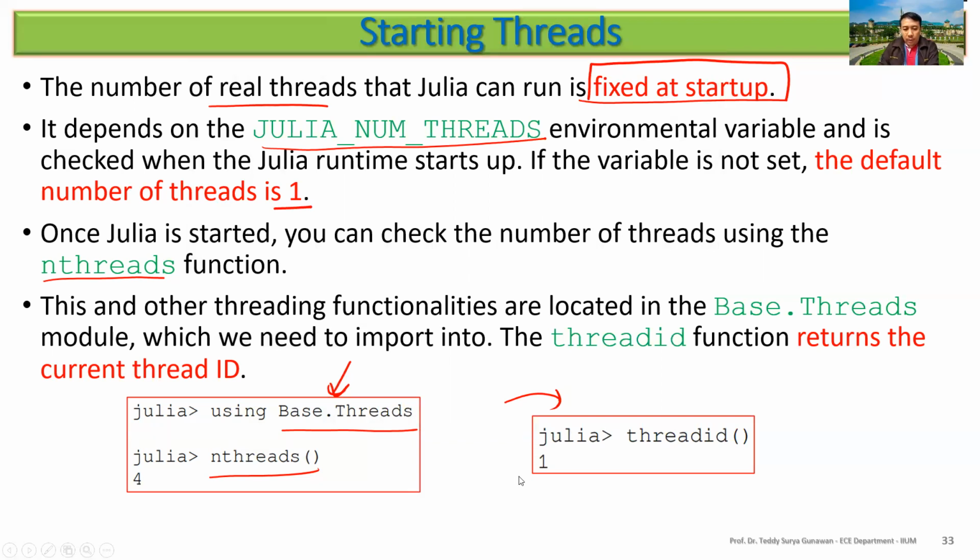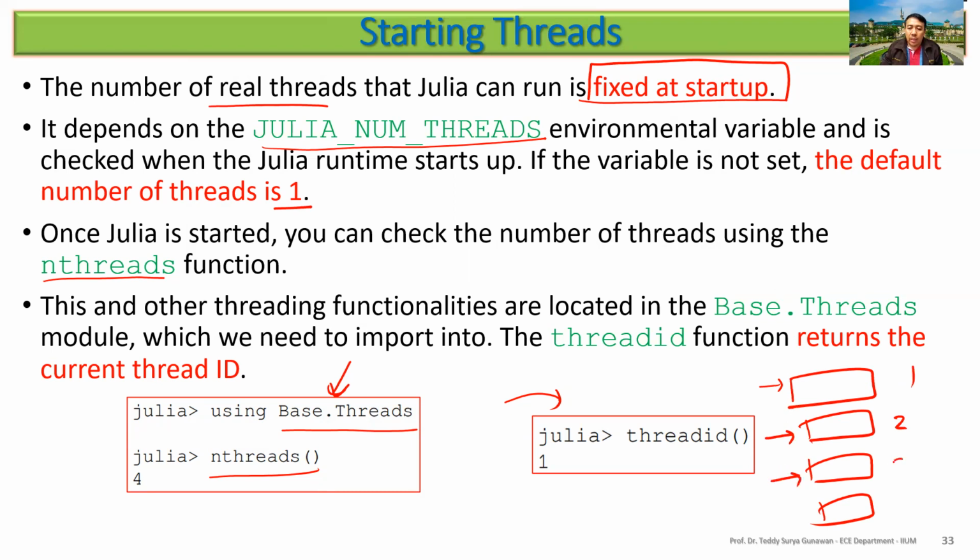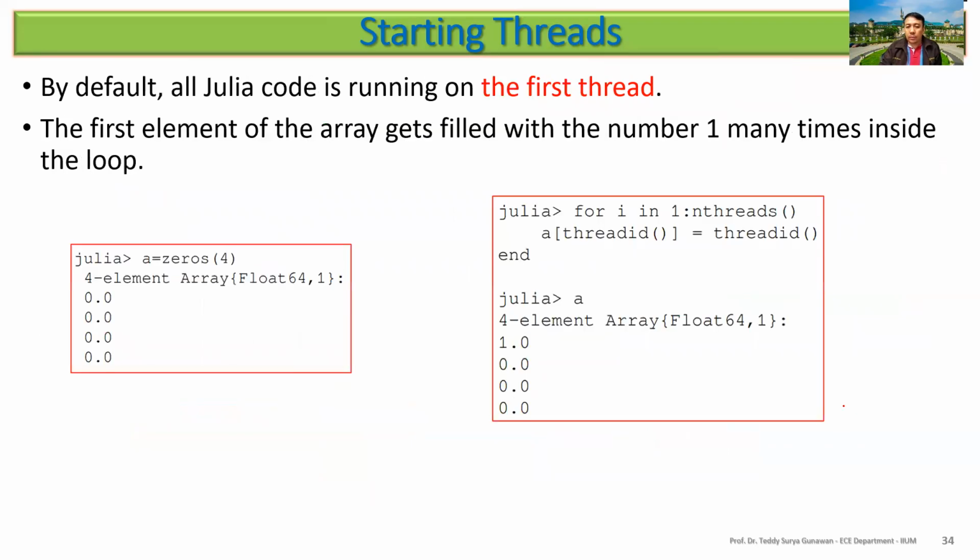Then what else? Also, you can identify threads. Whenever you create, for example, 4 threads like this, when you call threadid in here, it will produce 1. If you call threadid in here, it produces 2. If you call threadid in here, 3 and 4 and so on. Although you are calling the same function, it produces a different result, depending on which thread you are calling that function from. So this is good.